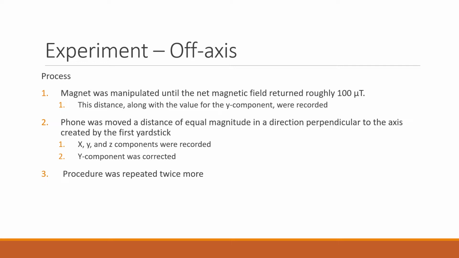For off-axis, the magnet was manipulated until the net magnetic field returned roughly 100 microTesla. This distance along with the y component was recorded. The phone was moved, so we had the north-south axis like this. We moved the phone a distance of equal magnitude in a direction perpendicular to the axis created by the first yardstick. Then the x, y, and z components were recorded, and the y component was corrected to account for the Earth's magnetic field. This procedure was repeated twice more, and the data points were also recorded and averaged.